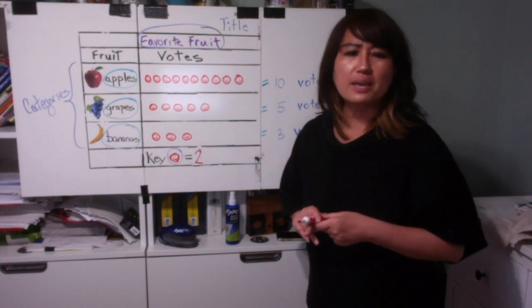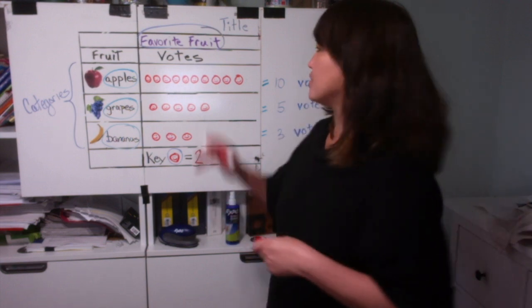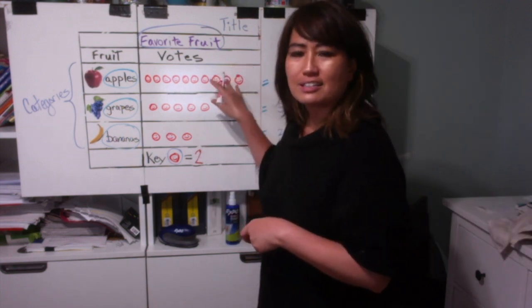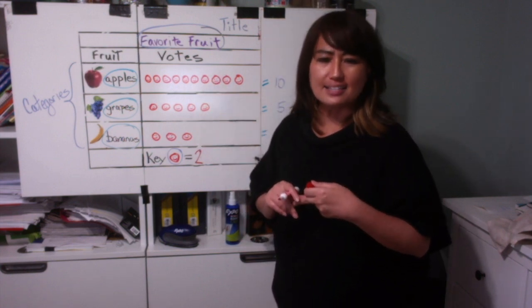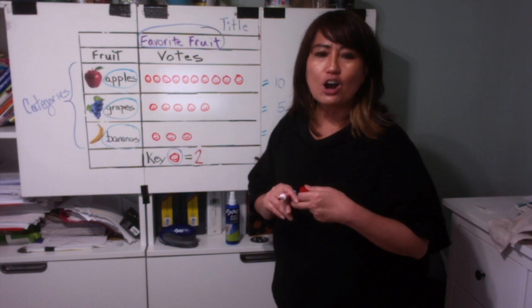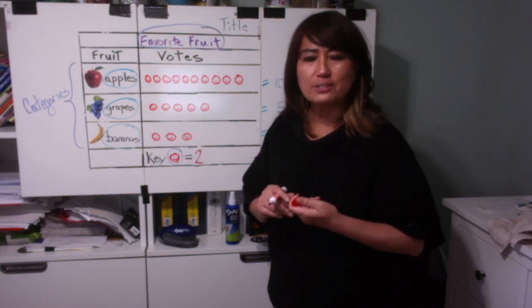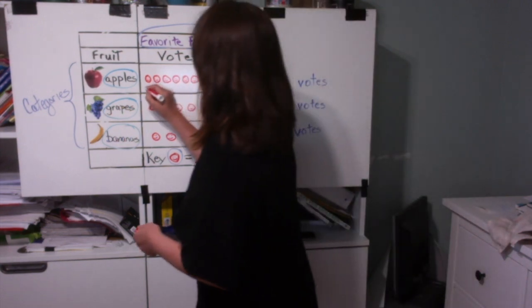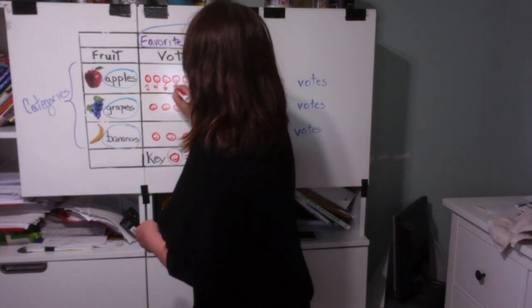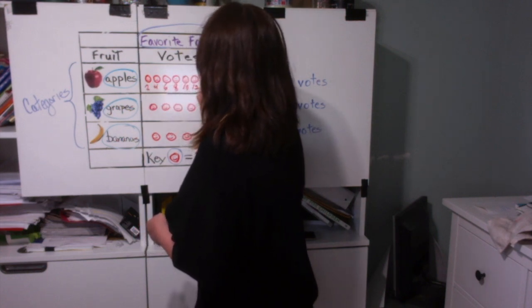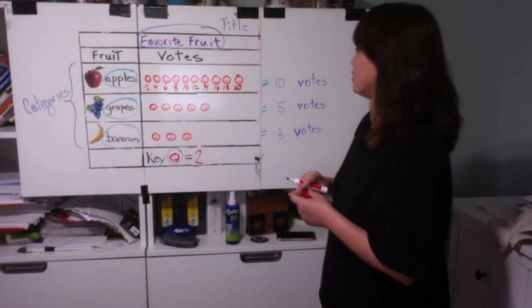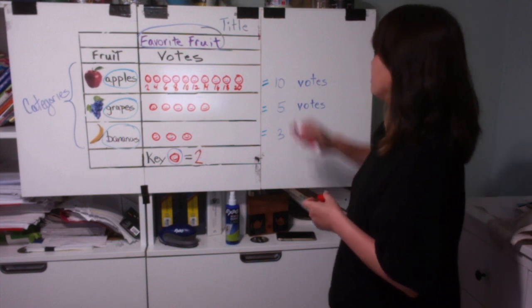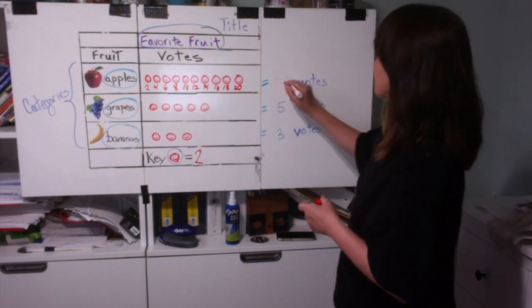Valeria, tell me what is the new total votes for the apples? 20. Can you please tell me how you got that answer? Oh, you counted by 2s. Let's try that. 2, 4, 6, 8, 10, 12, 14, 16, 18, 20. You're right. The new vote total for the apples is 20.